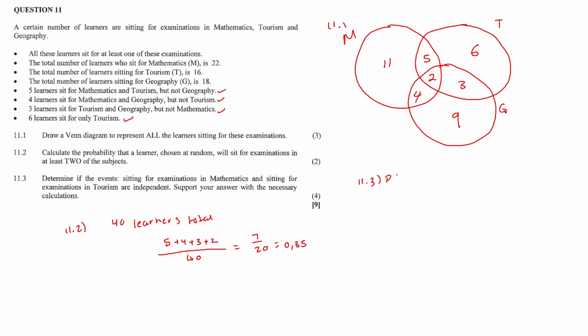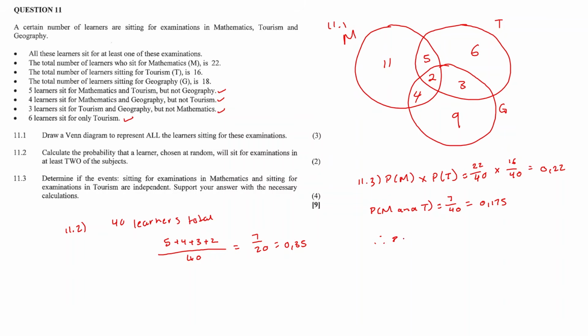So if we say probability of maths times probability of tourism, we have the probability of maths being 22 over 40 and the probability of tourism being 16 over 40. And this gives us 0.22. Now we get the probability of maths and tourism, and this is maths and tourism, which is our 5 and our 2. So we have 7 over 40, which is 0.175.